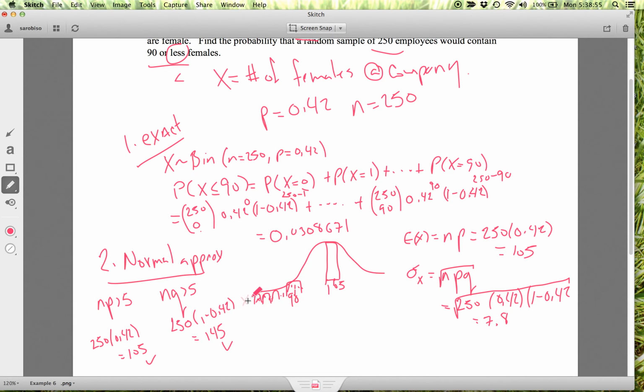Okay, so these are x values. We can then convert these values into z values, but we have to be careful here. Okay, with the binomial approximation, you always have to remember the continuity correction. This is a 0.5 estimate here.